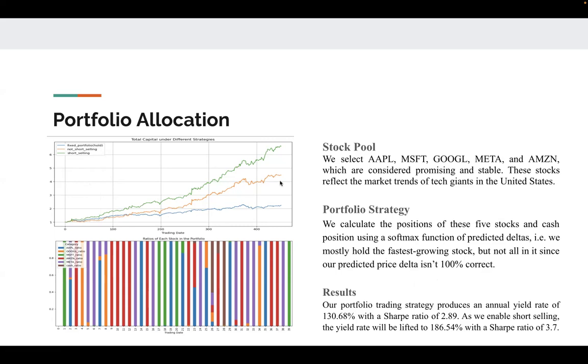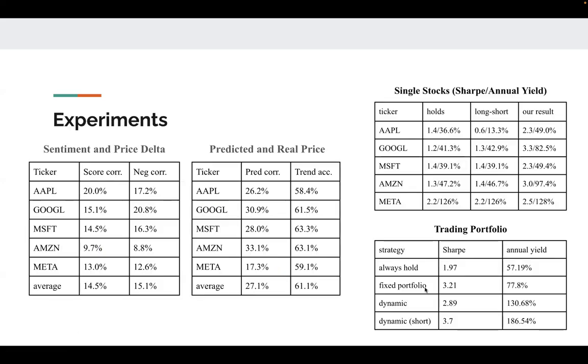And the graph above shows the yield trend of always holding the stock and our own strategies, which reveals that our own strategies will perform better than the baseline. Also, the graph below shows every day the percentage of each stock we hold. And our result is that our portfolio trading strategy produces an annual yield rate of 130% with a Sharpe ratio of 2.89. As we enable short selling, the results become even better.